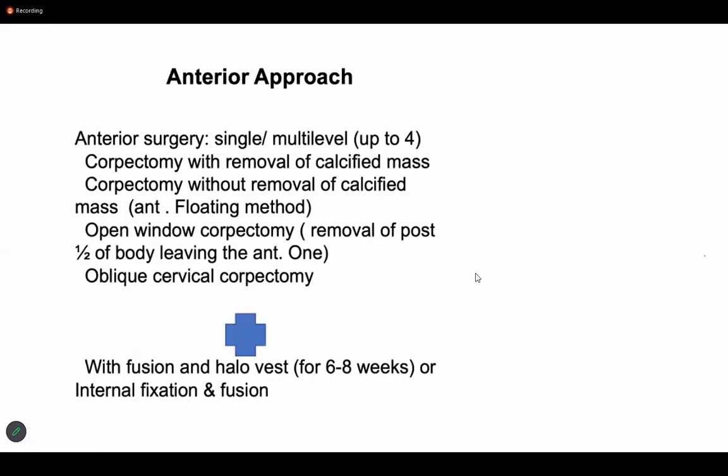For the anterior approach, normally we use single or multiple levels, fewer than 3 or 4 levels, with techniques: corpectomy with removal of the cancellous mass, or corpectomy without removal, which is the floating method. Or we can use the open window corpectomy technique or oblique cervical corpectomy, of course with fusion and a hard collar for 6 to 8 weeks.